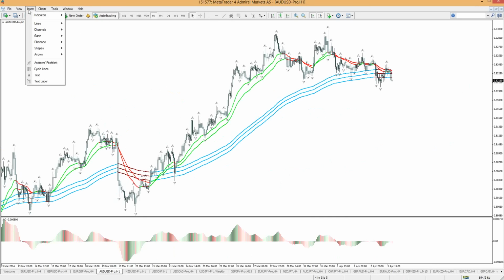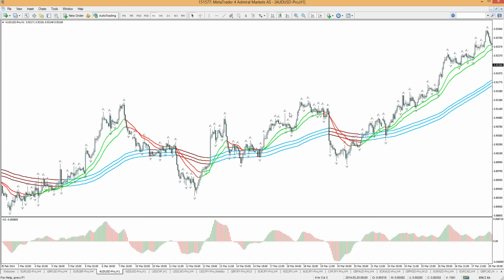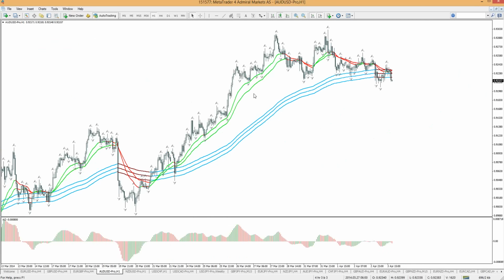The other things are fractals. You can find that as well by going to Insert, Indicators, Bill Williams, and Fractals. And you can find moving averages by going to Indicators, Trend, Moving Average. This is a special indicator that has a slope to it. If you don't have that, then you'll have to send me an email. Which is pretty handy because you can see if it's an upslope or downslope.